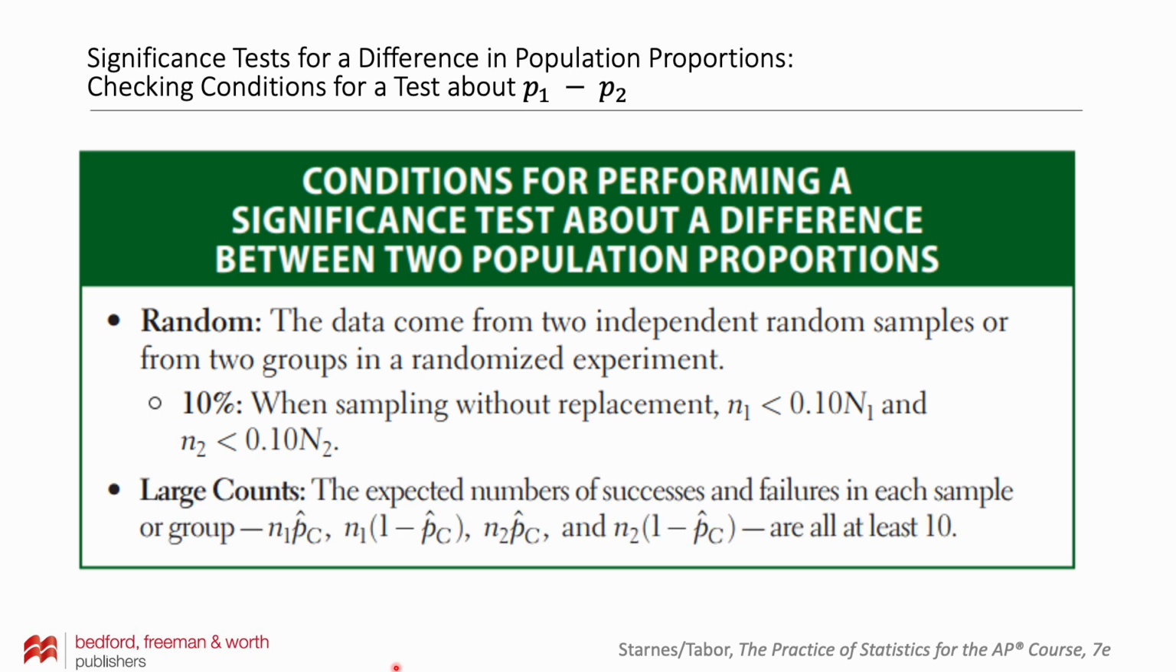And then the last one is the large counts condition, and this is where some students sometimes make errors. This is because we are talking about two groups, we're talking about the difference. So we do need to use the pooled, the combined proportion here. So it's going to be p hat sub C, and we have to do it for the first sample and our second one as well, and that has to be at least 10. So we do need to do both there.